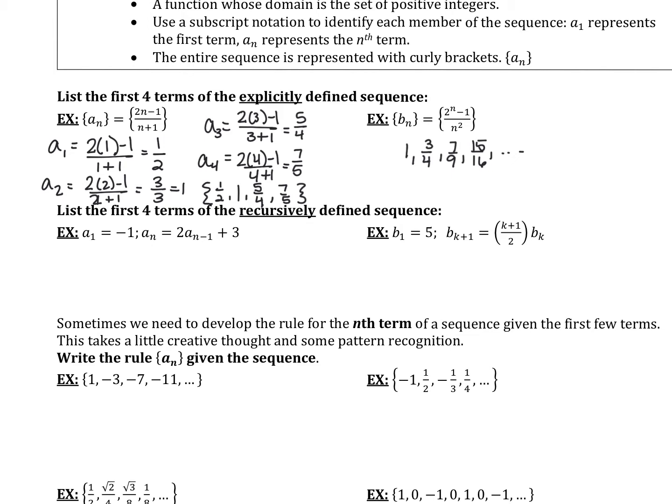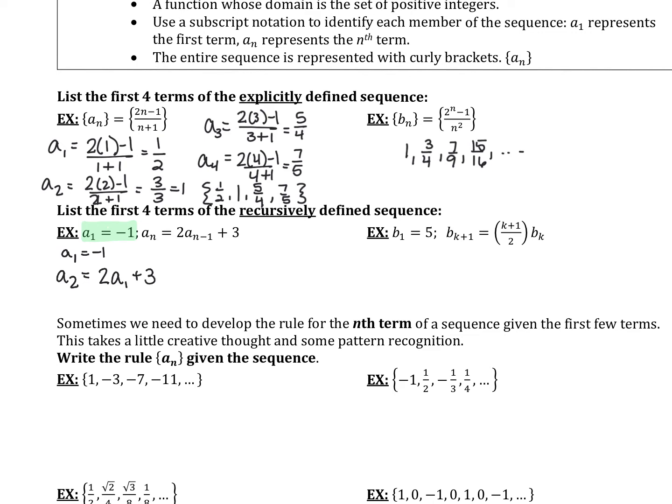If I'm going to find the first 4 terms of a recursively defined sequence, there is one key piece of information that I must know. I must know at least one of my terms. If I don't know that term, I cannot continue on. Now, the beauty is, in the first 4 terms, I've already got one of the 4. So a sub 1 is -1, but let's look at finding a subscript 2. According to the formula, I'm going to do 2 times a subscript 1 plus 3.